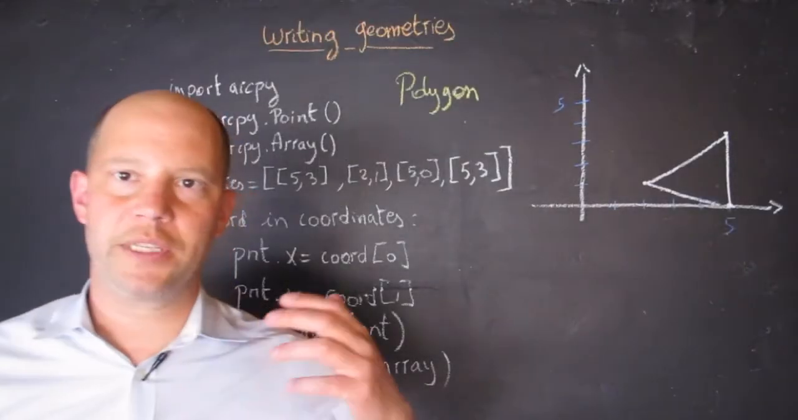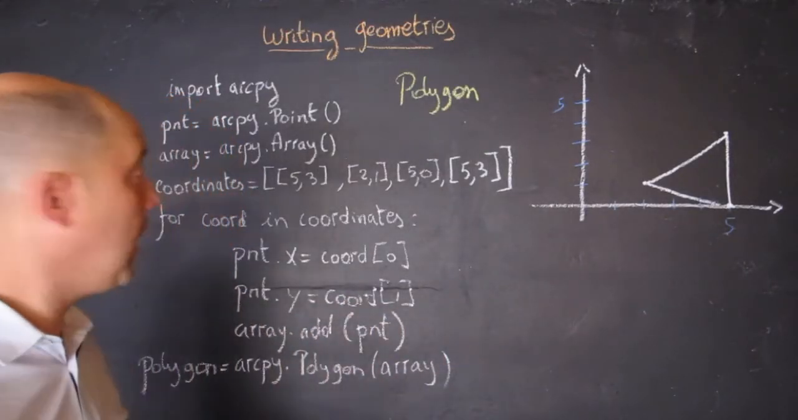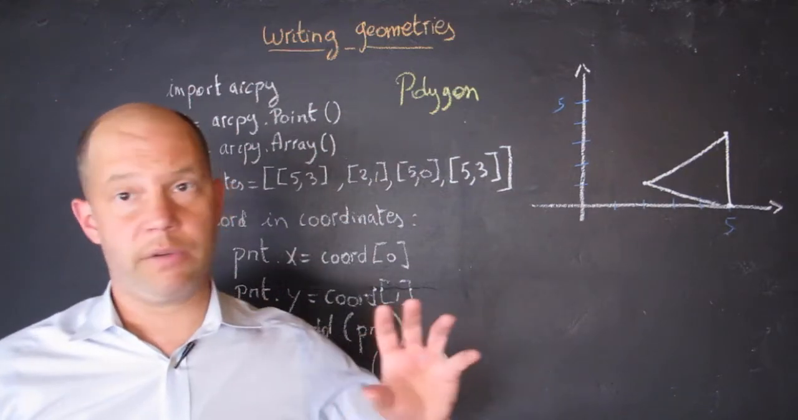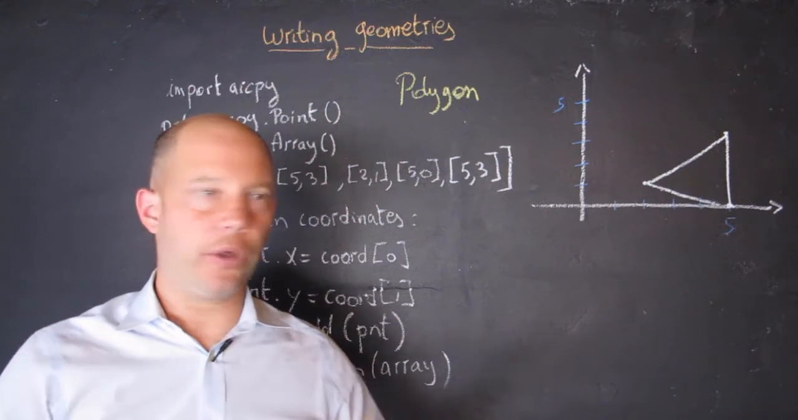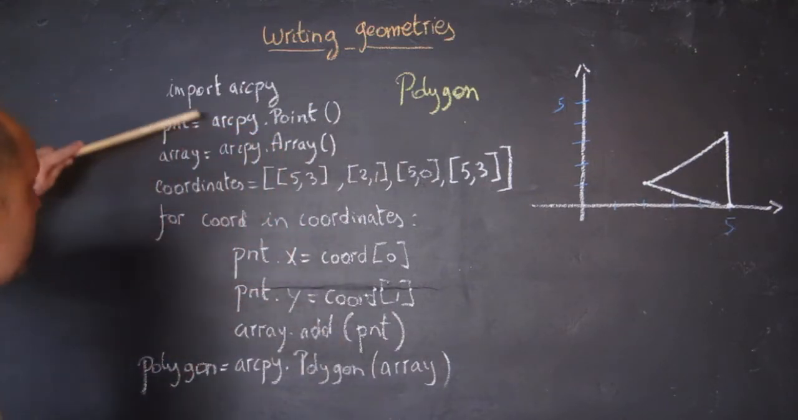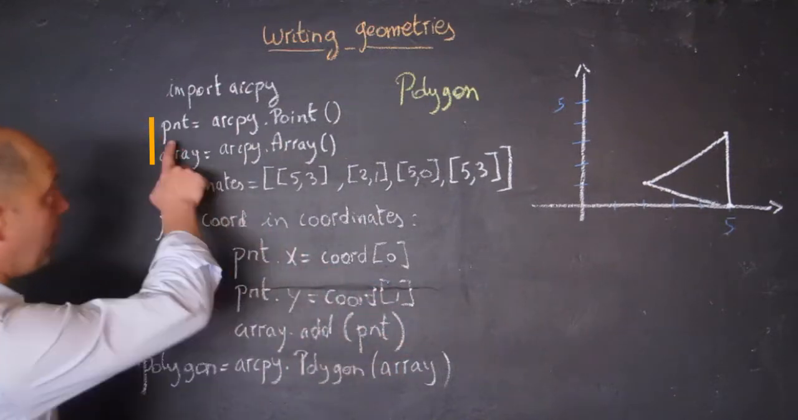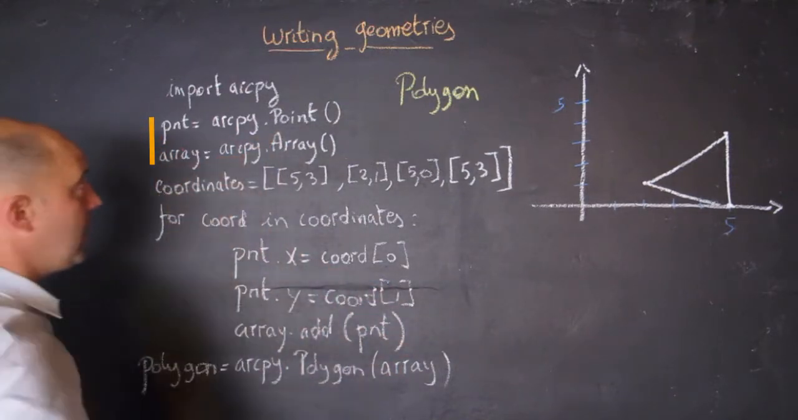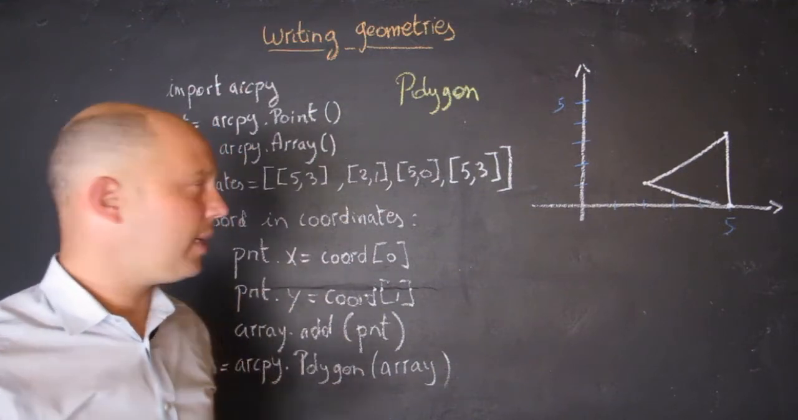Okay, lastly, I want to explain how we can write geometries for polygons. And by the way, this works in a very similar manner for lines, and I'll show a couple of examples later on the computer. So we, of course, import ArcPy. We have a point, and here it's important: we're going to define a point as being arcpy.Point, and array as being arcpy.Array. We're going to define them in the beginning, and we'll see why later.